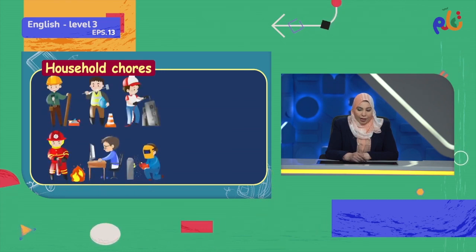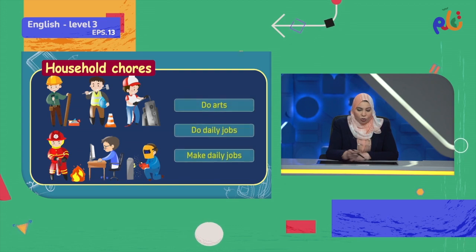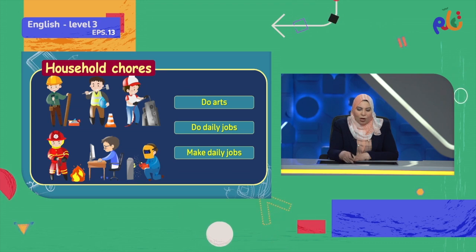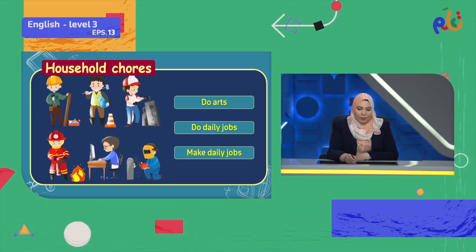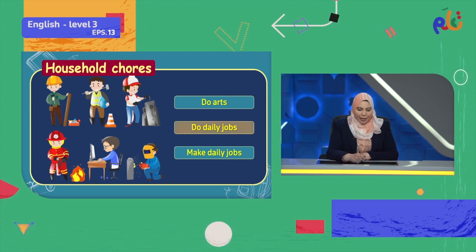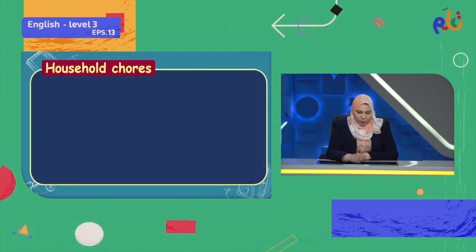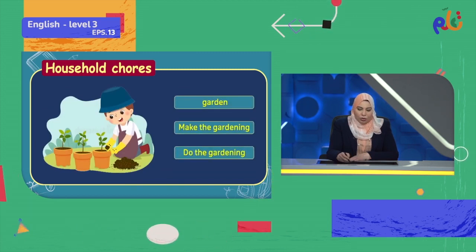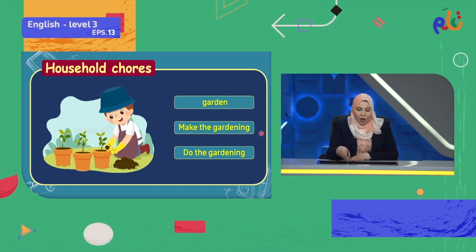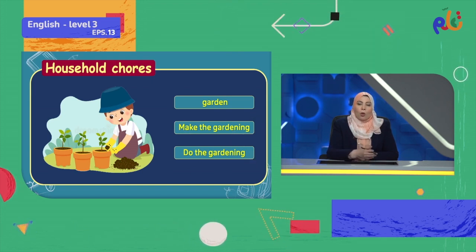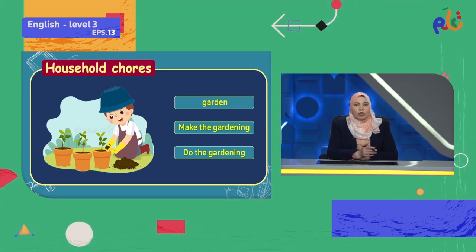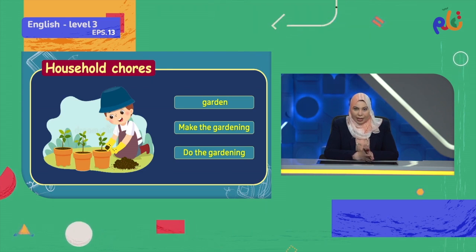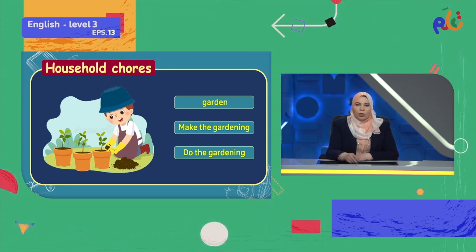And here we have this boy. He's trying to do arts, do daily jobs, or make his daily jobs. So if we're talking about the daily jobs, it's do my job or do my daily job. And here, let's look at the options and this duty. Garden, make the gardening, or do the gardening. When we plant in the garden, this is do the gardening. So if anybody has a garden with his house, in this case, we do the gardening.